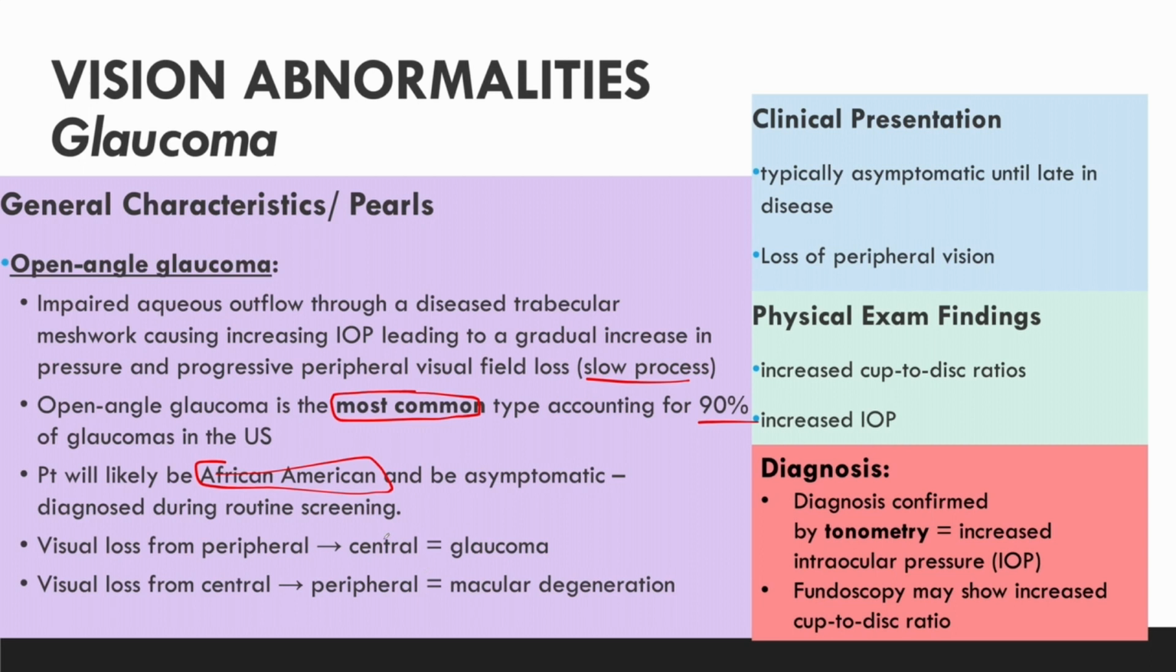It takes a while. You usually get some visual loss peripheral to central. Whereas in macular degeneration, you get central to peripheral. Usually they're asymptomatic early, but then towards the end, they get peripheral vision loss, increased cup to disc ratios, as I mentioned before, and increased intraocular pressure. You diagnose by tonometry and fundoscopy.